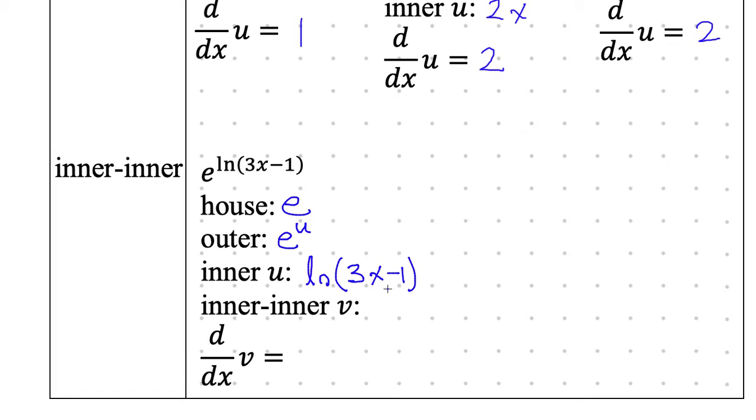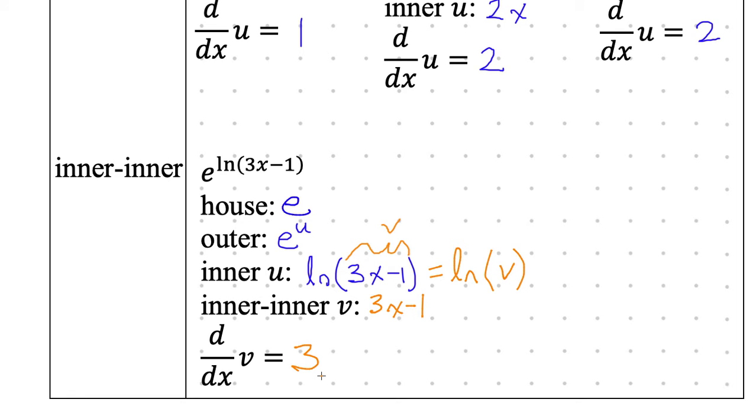What I'm going to say now is we are in another house. This 3x minus 1 is our new inner. I can't call it u because I already used u, so v. This is going to be my new inner. I don't even need to write that down because I have it right here. So this is really natural log of v. And what is v? 3x minus 1. And what is the derivative of the inner with respect to x? 3. Gio's on it. There it is.